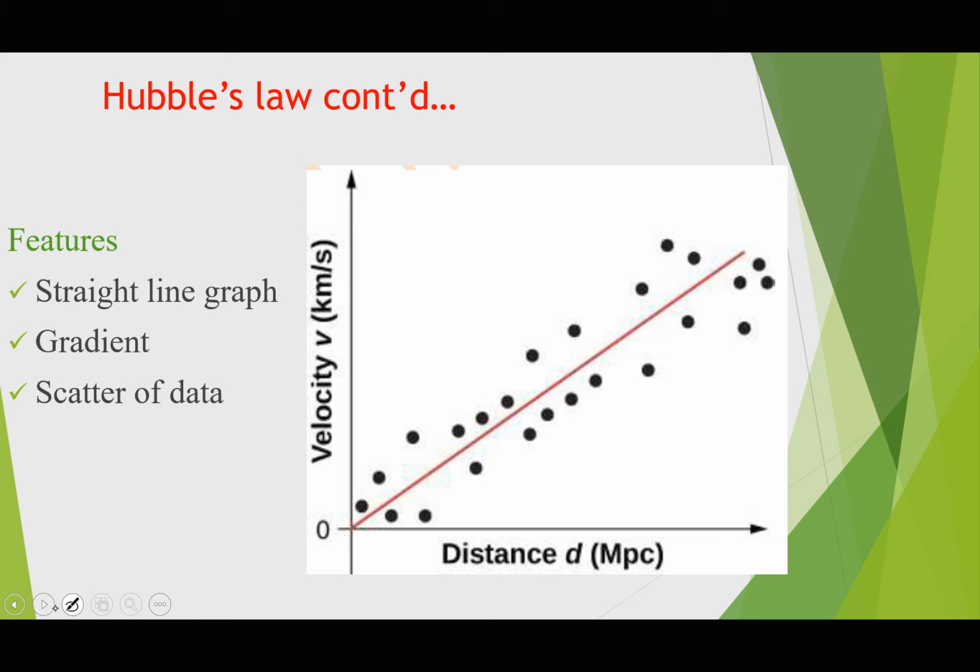So this is a scatter graph from results obtained by Hubble. Each dot is representing a galaxy. And this is exactly what happened when Hubble carried out his experiment or made his observation.